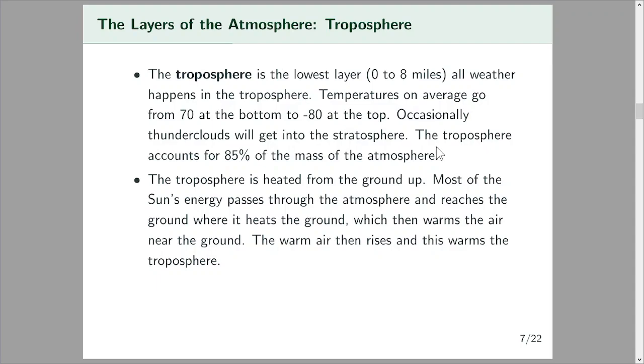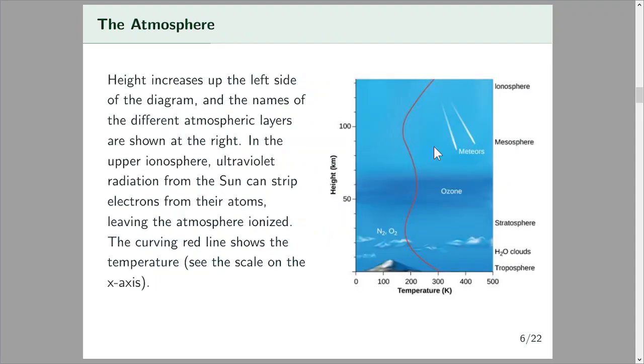Also, the troposphere has about 85% of the total mass. So 85 to 90% of the mass of the atmosphere is below this line here, from the clouds down. That's because the air is much more compressed down here. The weight of the air above is sitting on top of the air below, and so the atmosphere is much more compressed at the bottom than at the top. It's nearly a vacuum up here in the ionosphere.